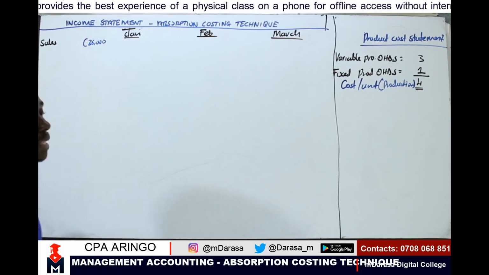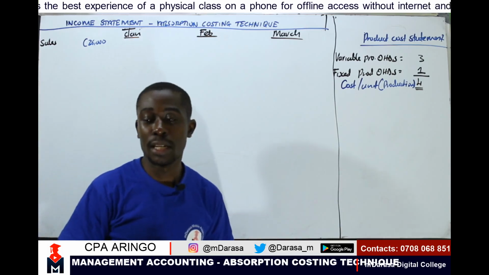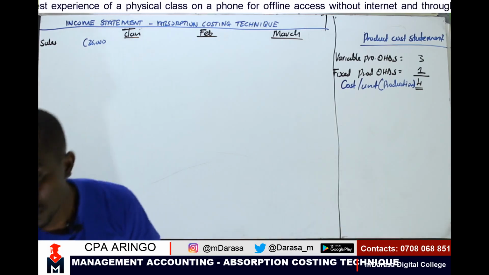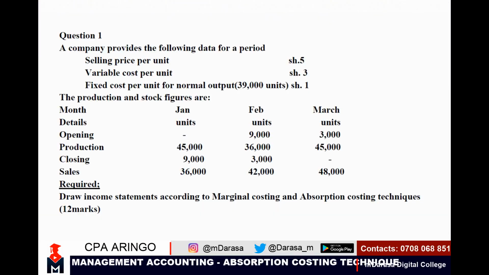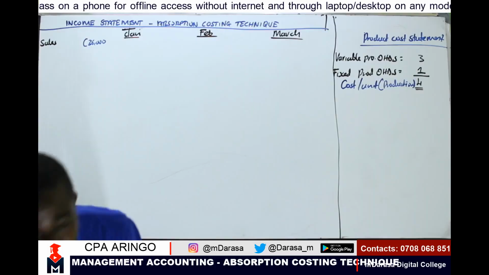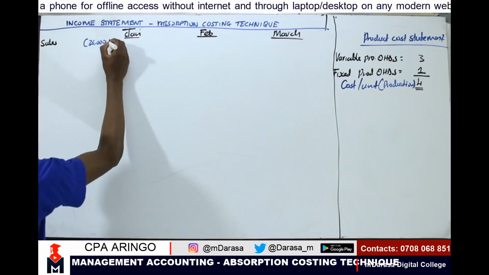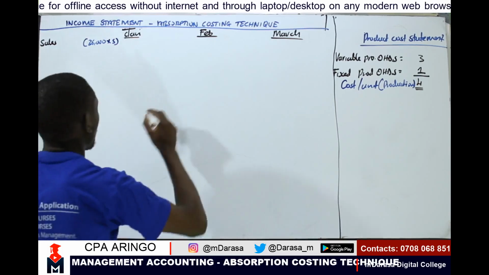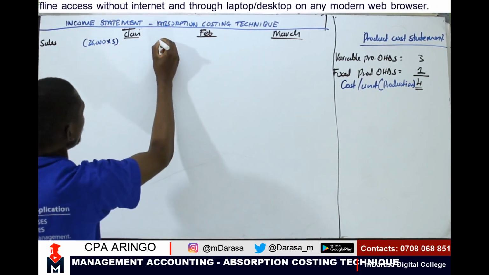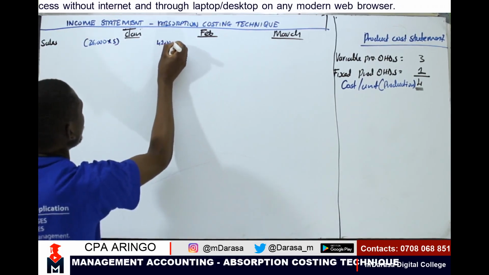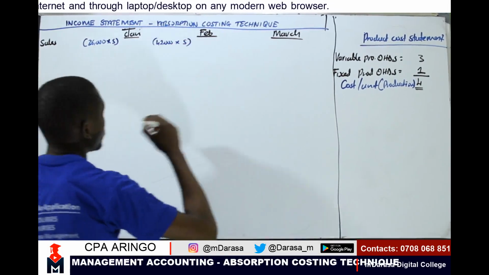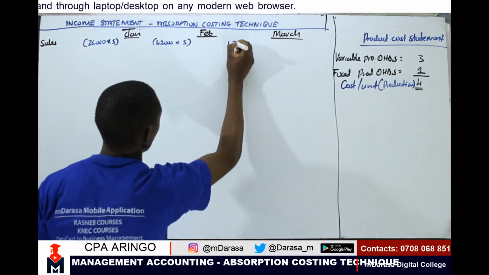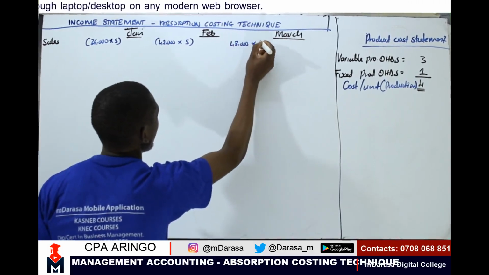We multiply by the selling price per unit. In our case, the selling price per unit, you are given a figure of how much? We were given a figure of 5 shillings. So I should be having by 5. For Feb, I should be having 42,000 by 5. March, I should be having 48,000 by 5.